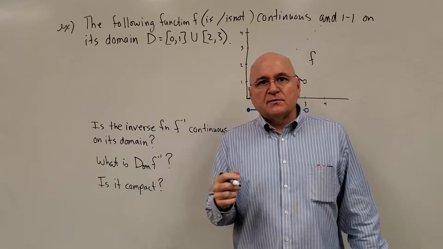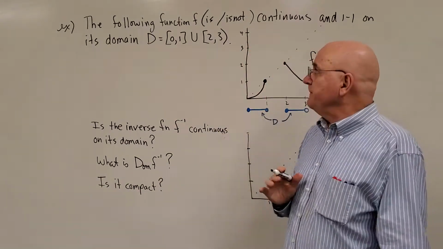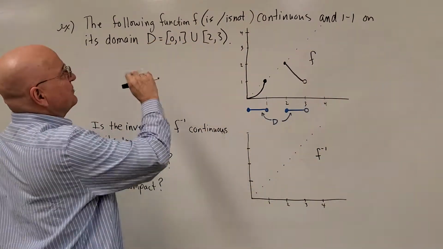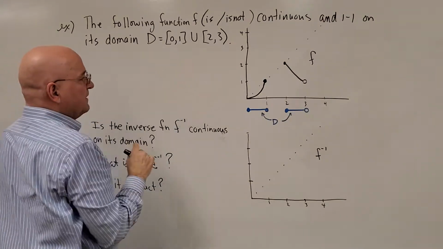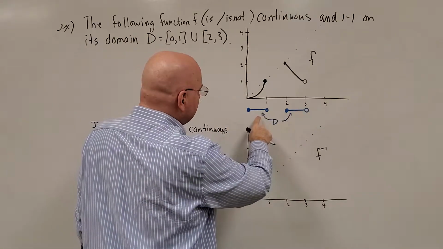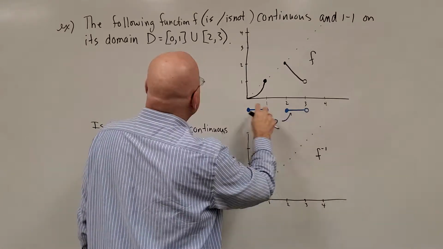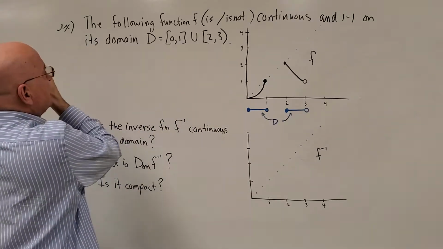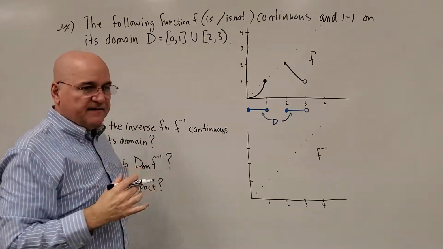Well, we're talking about compact sets and continuous functions. Let's look at a graphical example here. The following function, this is a question, is or is not continuous and one-to-one on its domain. First of all, let's observe that the domain is correct. The domain I've highlighted in blue here is this closed interval union with this half open, half closed interval right there. So the domain is correct.